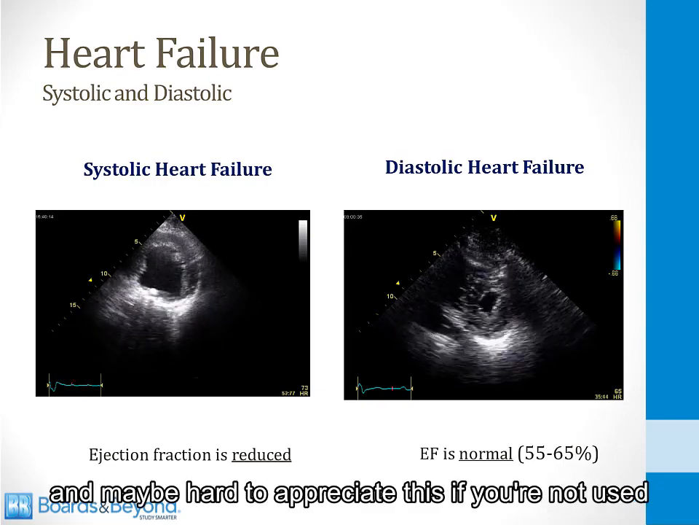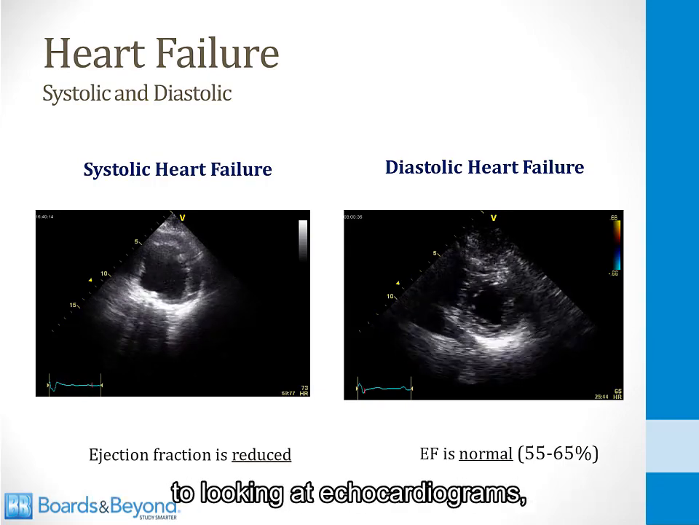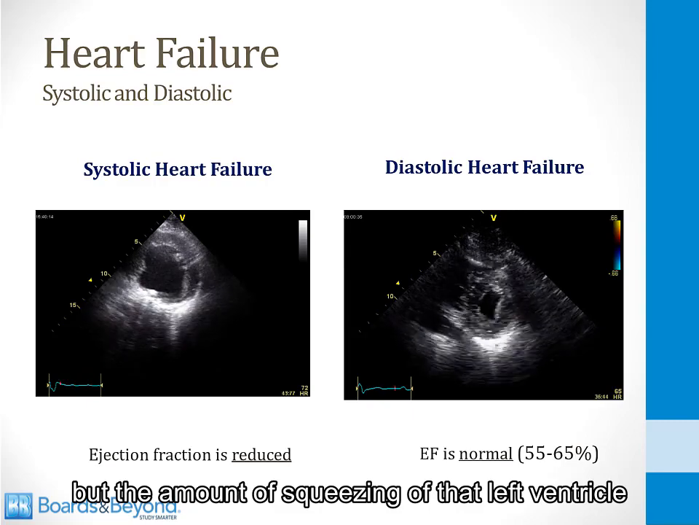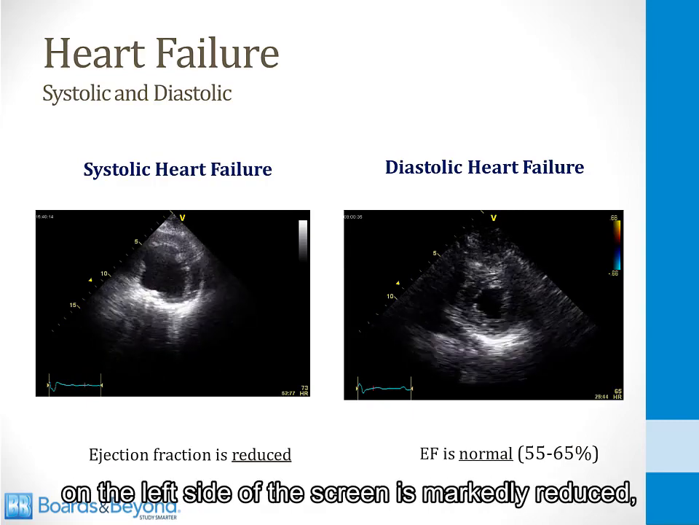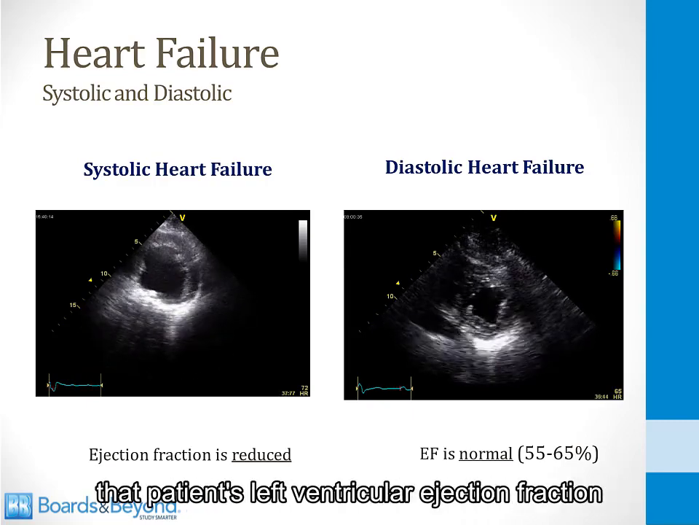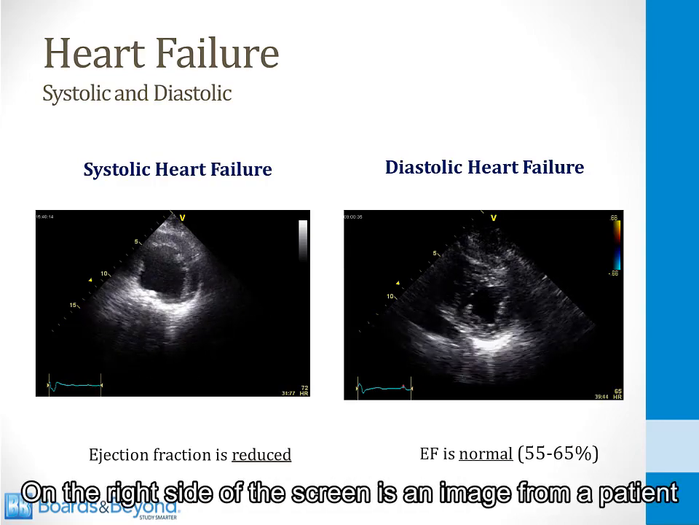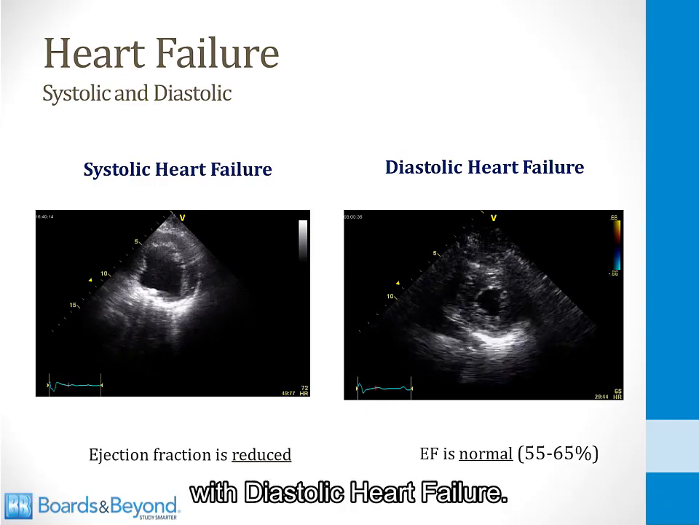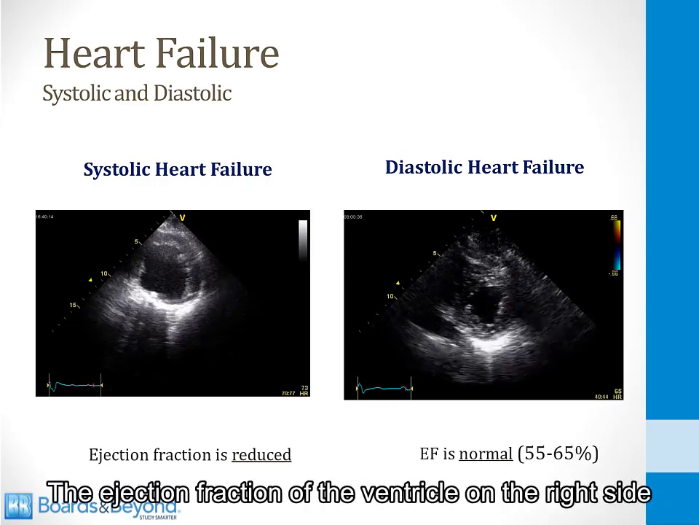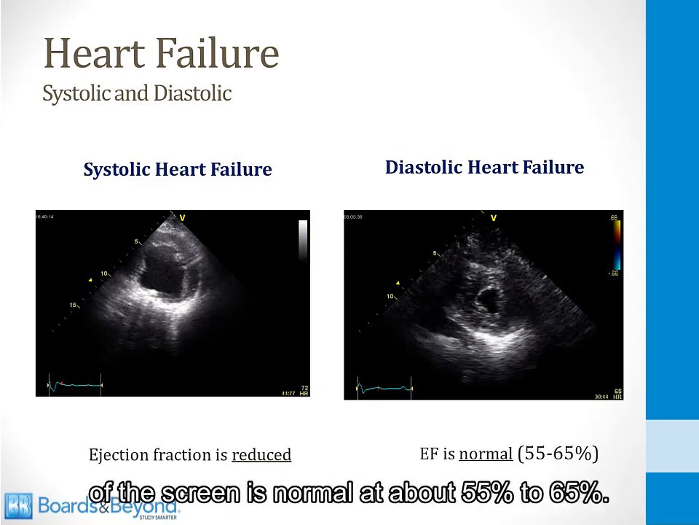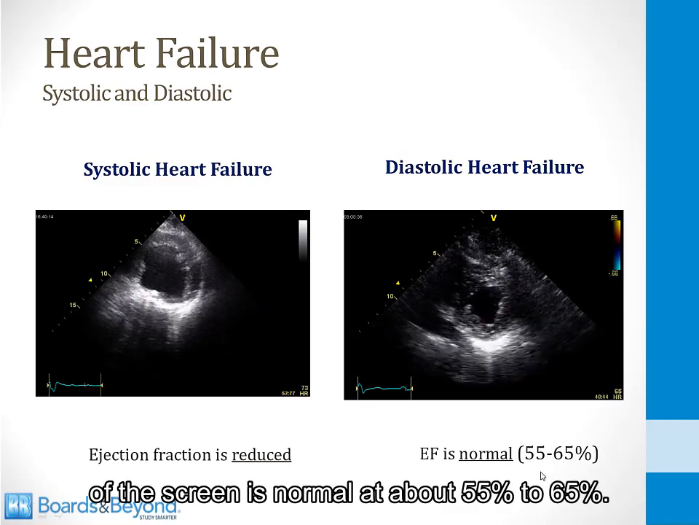It may be hard to appreciate this if you're not used to looking at echocardiograms, but the amount of squeezing of that left ventricle on the left side of the screen is markedly reduced. That patient's left ventricular ejection fraction is about 10 to 15%. On the right side of the screen is an image from a patient with diastolic heart failure. The ejection fraction of the ventricle on the right side of the screen is normal at about 55 to 65%.